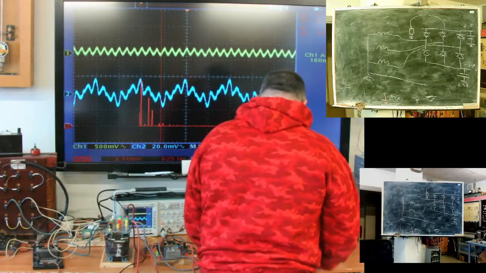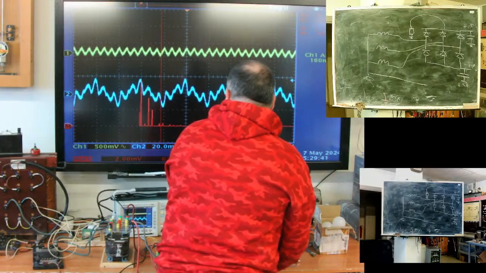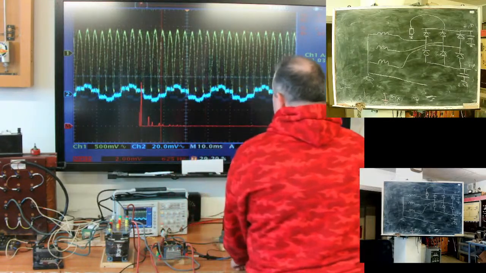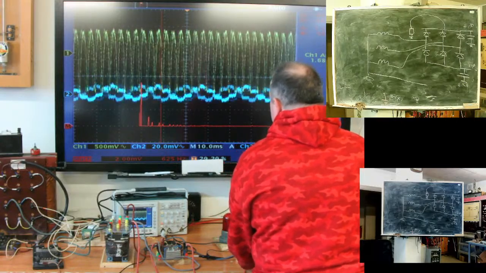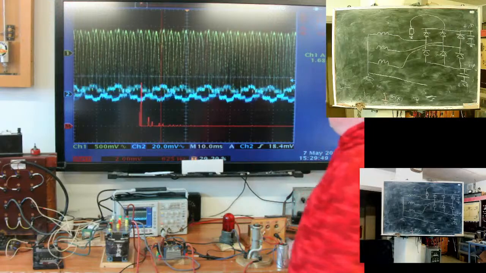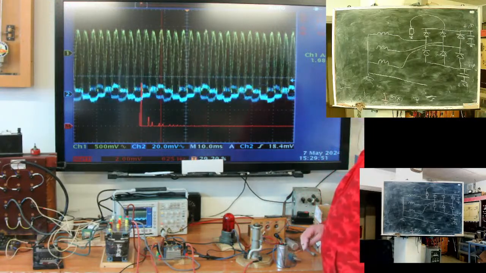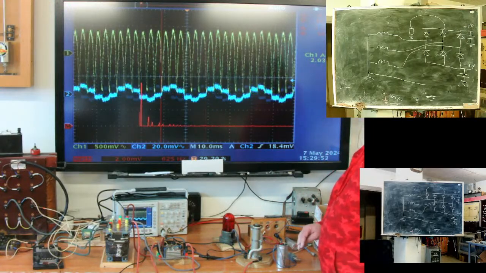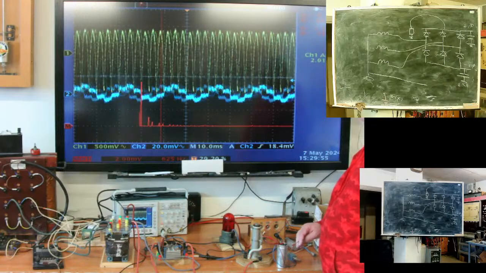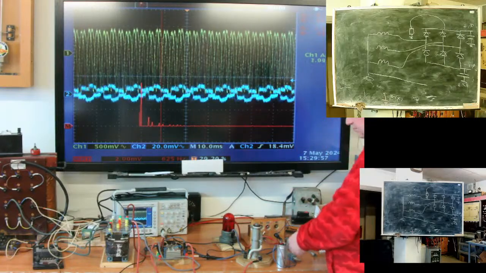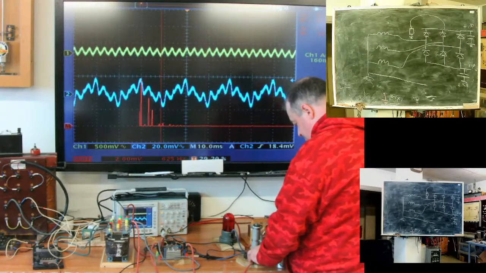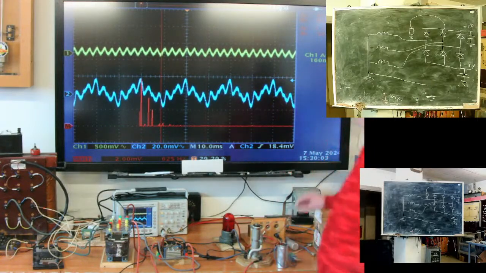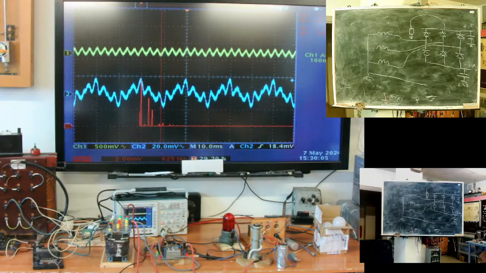I can disconnect the filter, delta connection without a filter. Secondary voltage, yeah, it's ripple, but primary, everything is fine. Oh, it's filtered. It looks like this.